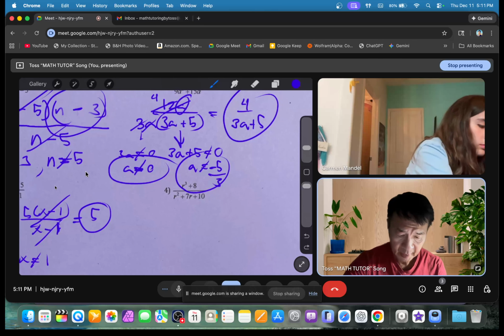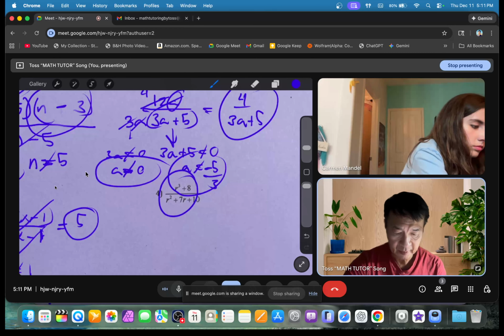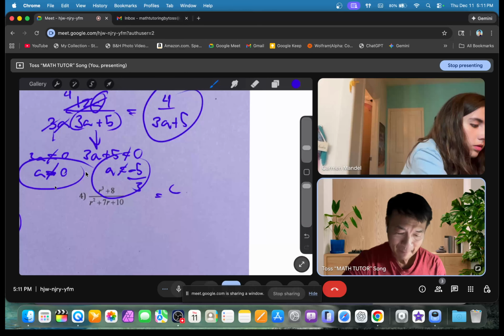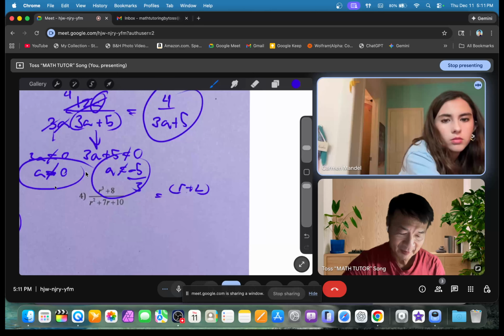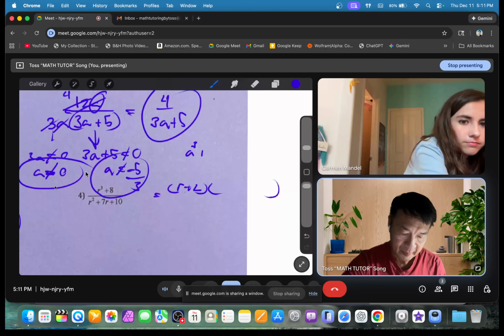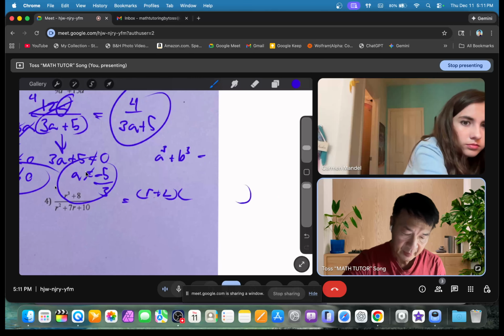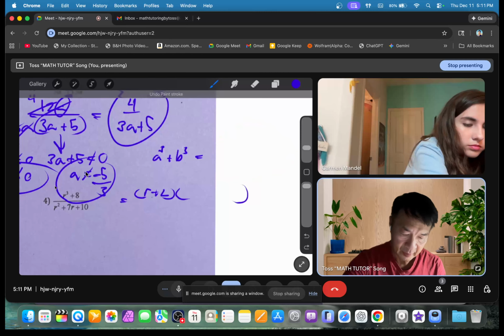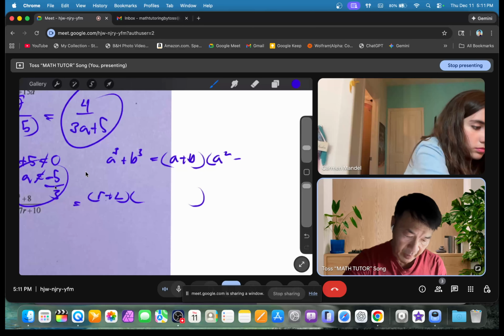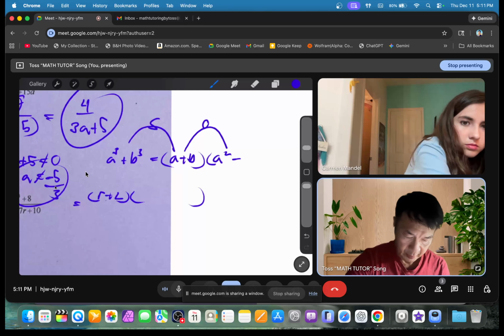Okay, this one, same. Oh, here we go. This one is the fancy one. The numerator, r cubed plus 8. Do you remember? It's the sum of cubes. Yeah. So let me write out the formula for you, just as a reminder. So it's a plus b, times a squared minus ab, plus b squared: same, opposite, and then always plus.